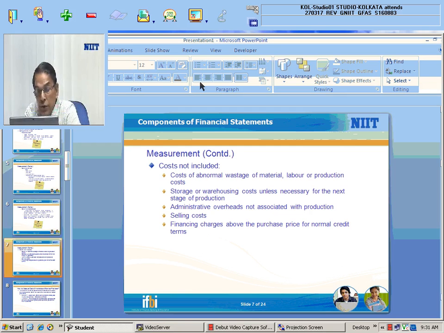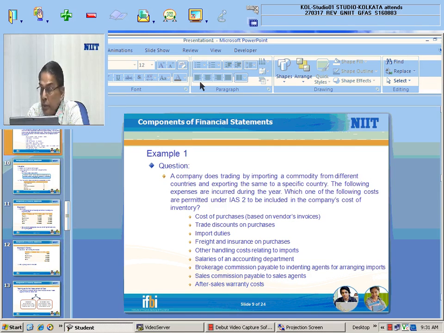After sale warranty cost. Sometimes after sale warranty is given. So whether that cost will be included. Again, it is relating to your selling cost. So it is not. Again, the answer is no.